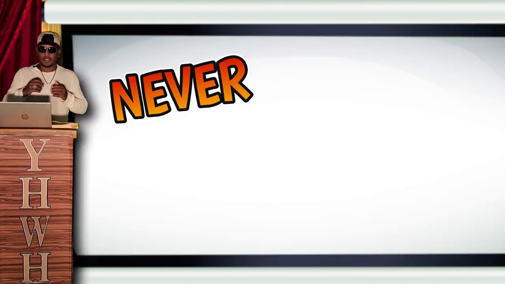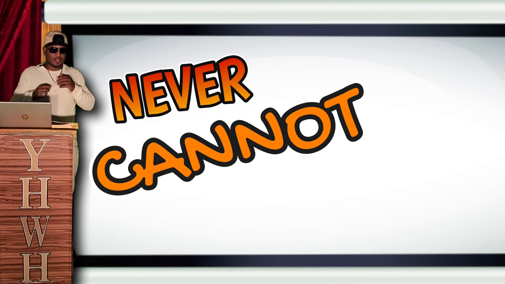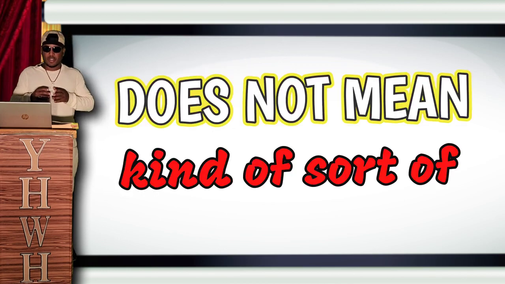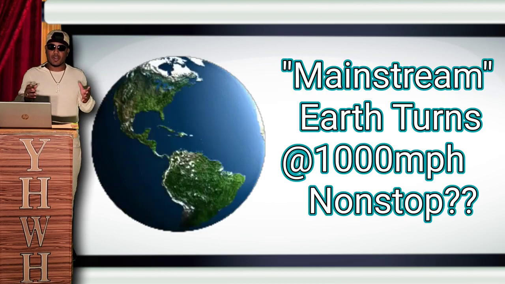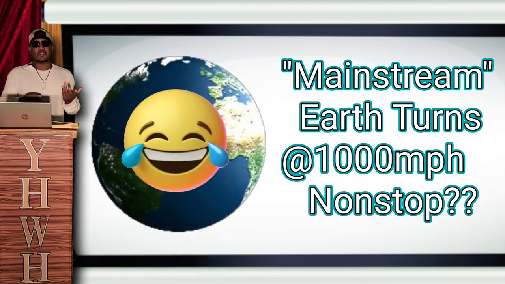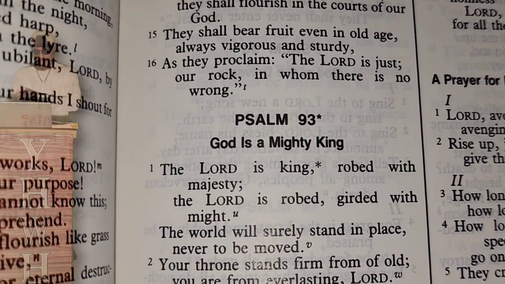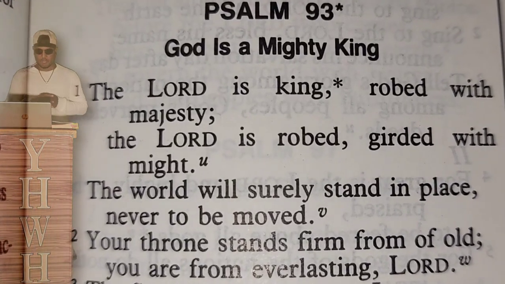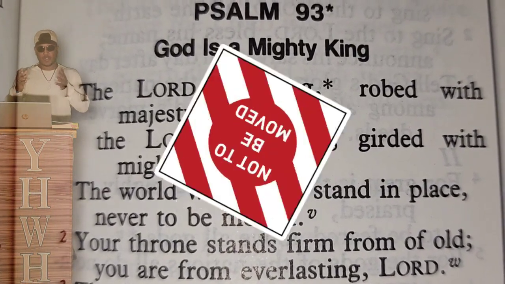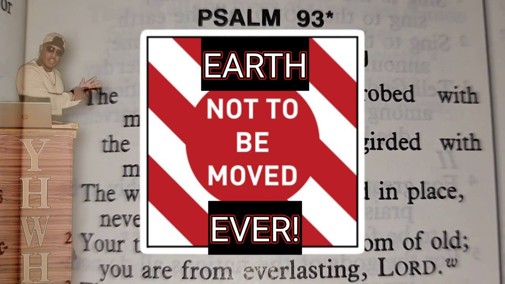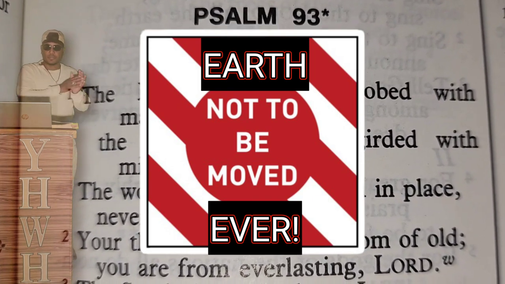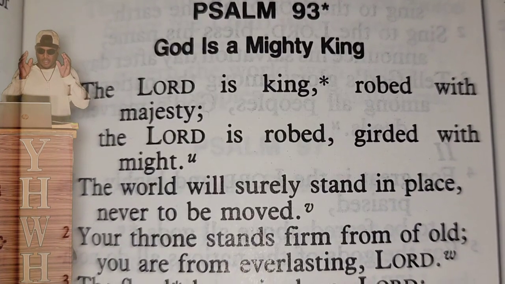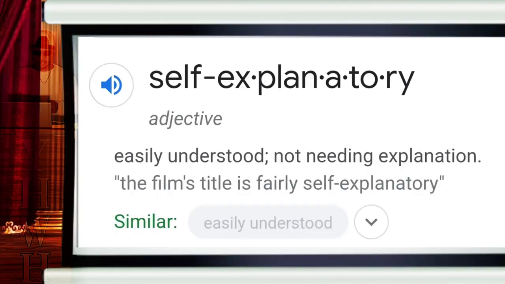See, the word never and cannot doesn't mean kind of, sort of. And it definitely doesn't mean 1,000 miles an hour or whatever. Psalms 93:1. The world will surely stand in place, never to be moved. This is God reiterating what he did in Genesis in the creation story. This is self-explanatory, all right?